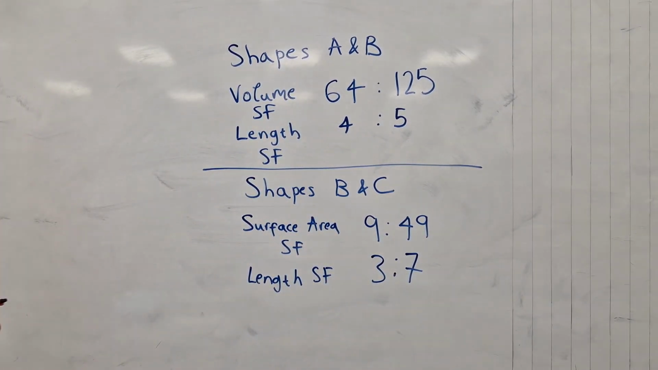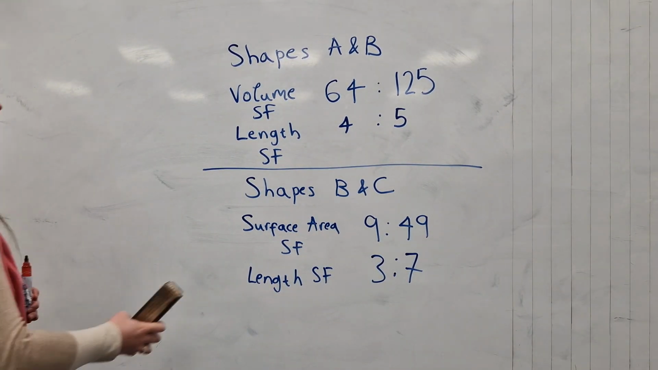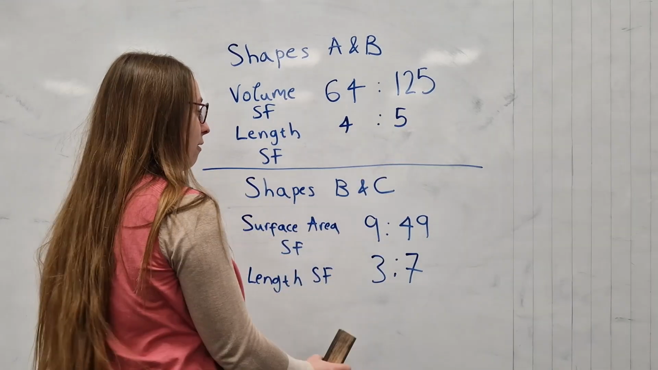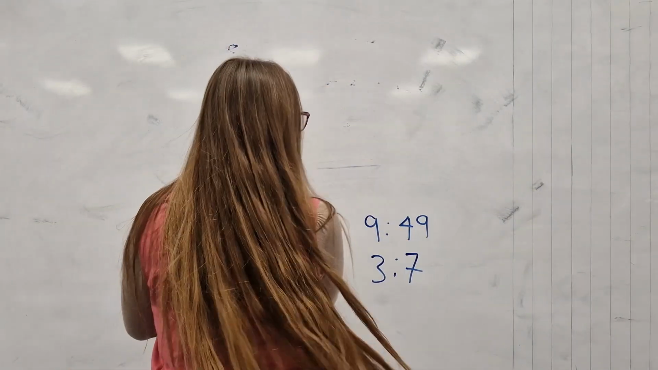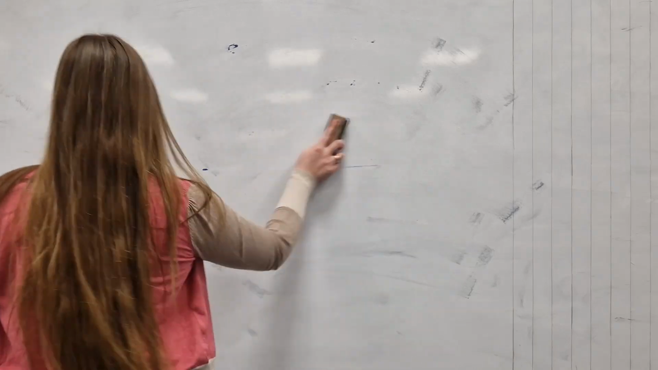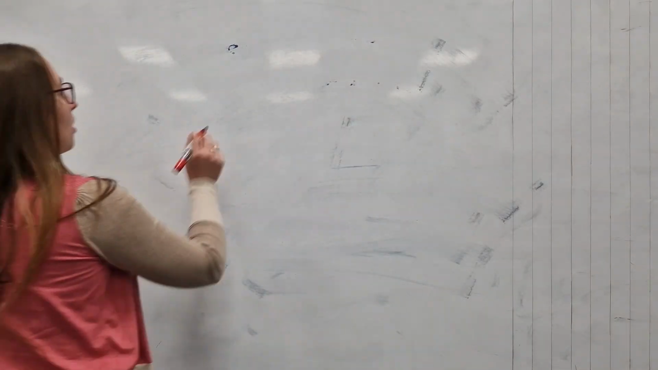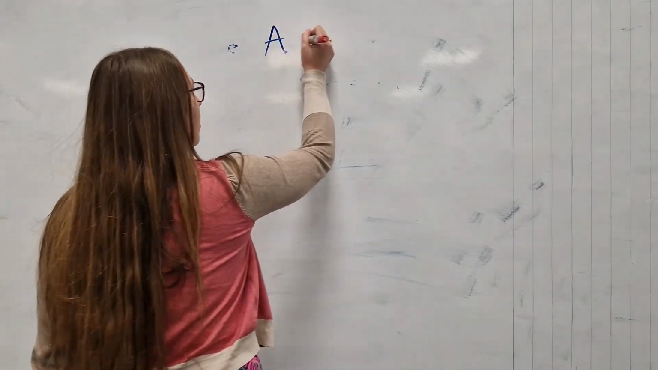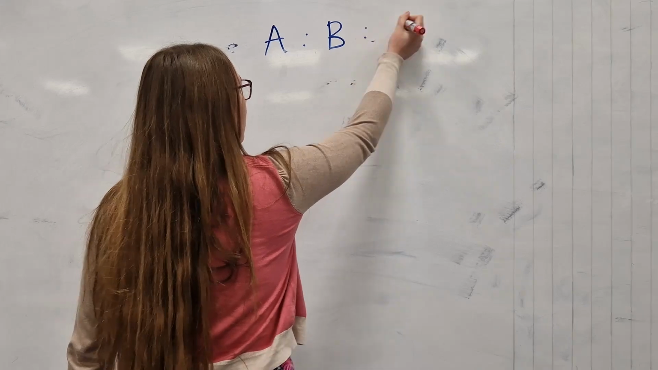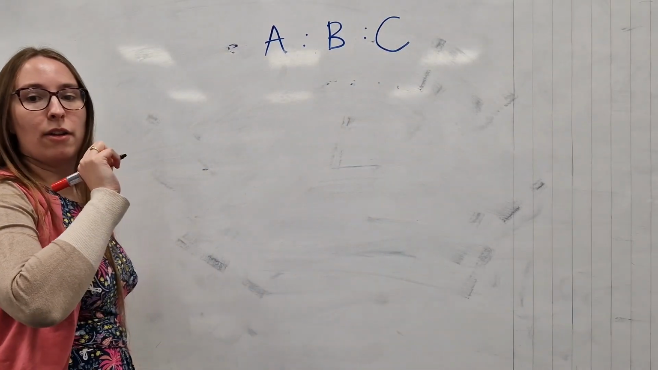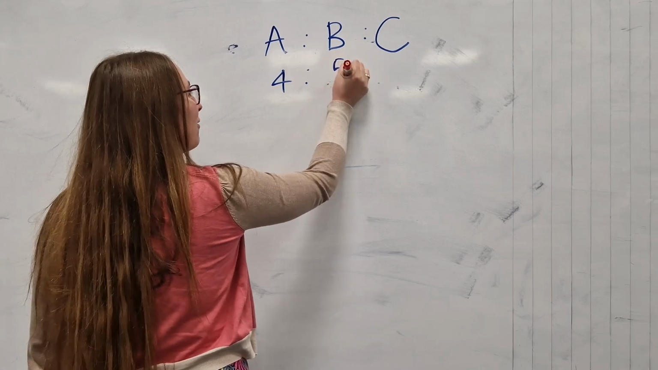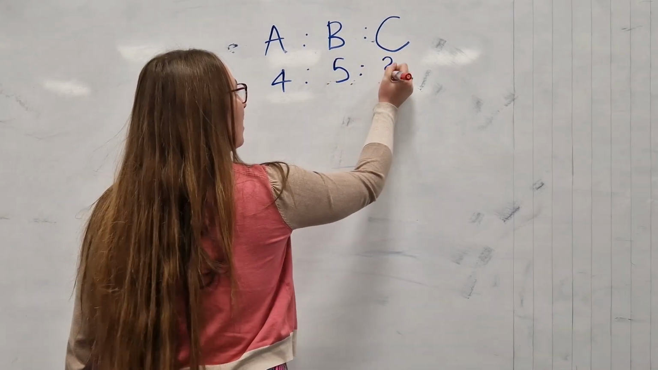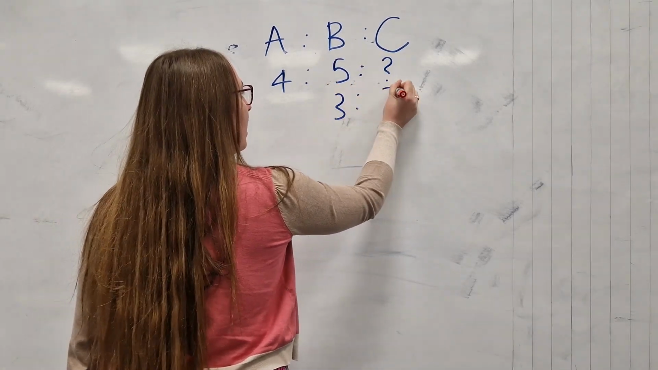Okay, so now I've run out of room. So we have A to B is 4 to 5, and B to C is 3 to 7. So we just got to remember those numbers. So we've got A, B, and C. So the numbers were, so I've got one sheet of paper written in front of me. So 4 to 5, and we don't know this one, and then we've got 3 to 7 here.